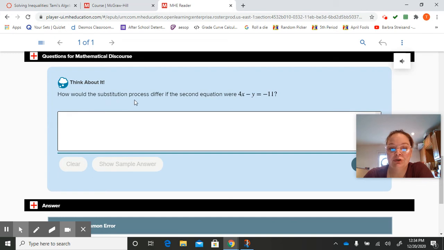How would the substitution process differ if the second equation were 4x minus y equals -11? Please take a moment to answer that in your notes and have the answer ready because you will see this question again later on your Canvas page.